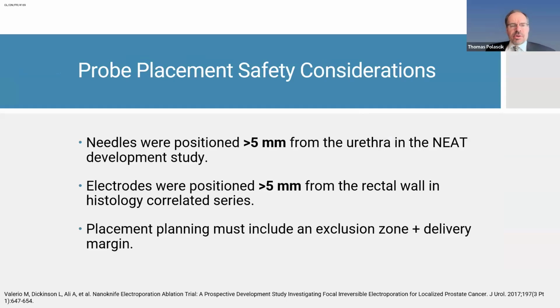A few safety considerations. In general, you should keep the electrodes at least 5 millimeters from the urethra. This was shown in the NEAT development study, and you want to keep these electrodes 5 millimeters at least from the rectal wall. Now, there are techniques to push the rectal wall further away from the treatment, such as putting in products that can separate that plane, or you can do hydrodissection. But for the most part, the surgical principle is to keep the electrodes off the rectal wall.